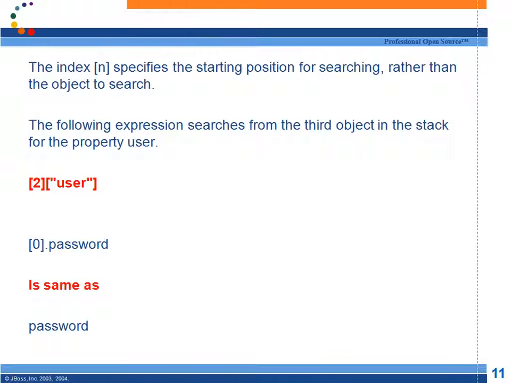And 0 dot password is the same as password. So if you want to access a property called password on an object which is present on top of the stack, you can use 0 dot password or simply password refers to the top one.